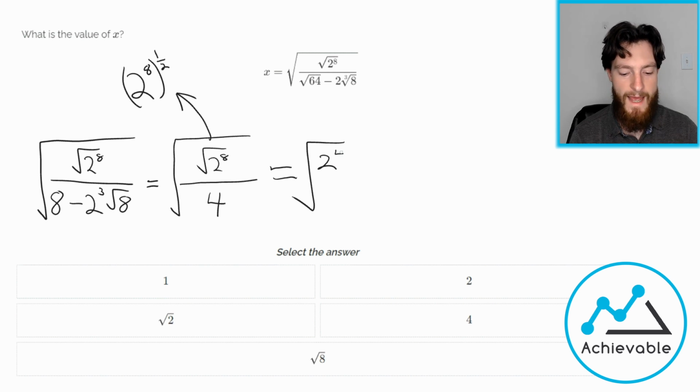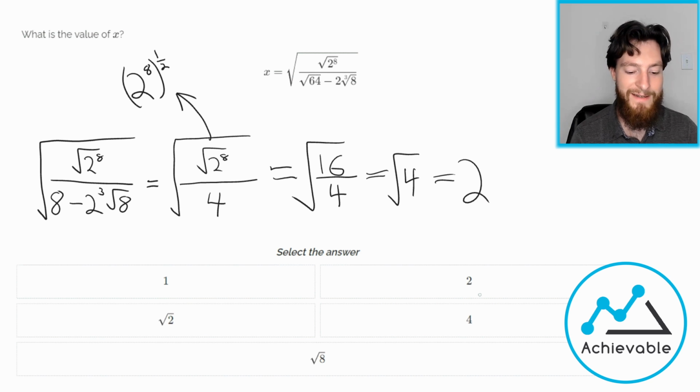Well, everything is under a radical right now, so we still need to simplify things. 2 to the 4th power, you can guess is 16 because 2 times 2 is 4, and 4 times 4 is 16. 2 times 2 times 2 times 2 is 16. That's another way of saying that. 16 over 4 is definitely 4. The square root of 4 is 2. That's why the final answer, that's why everything written before is actually just equivalent to 2.